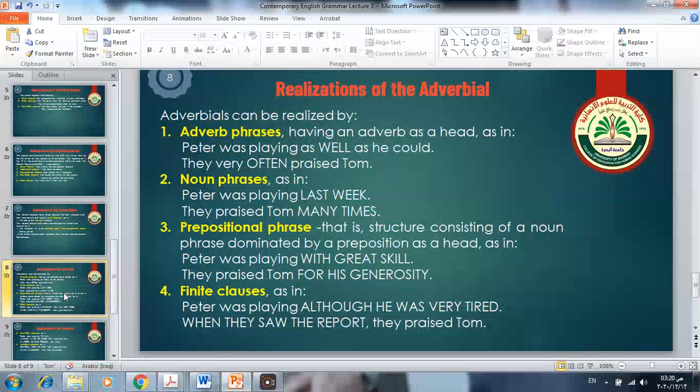Number four, the adverbial may also be realized by a finite clause, as in, Peter was playing although he was very tired. So, although he was very tired is the finite clause which functions as an adverbial. When they saw the report, they praised Tom. When they saw the report is the WH finite clause which functions as an adverbial.